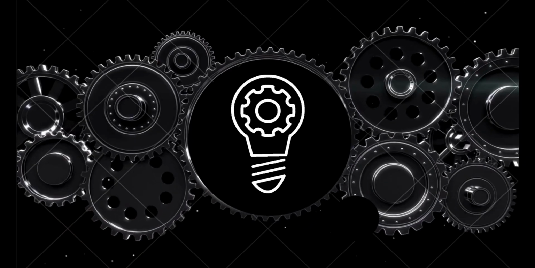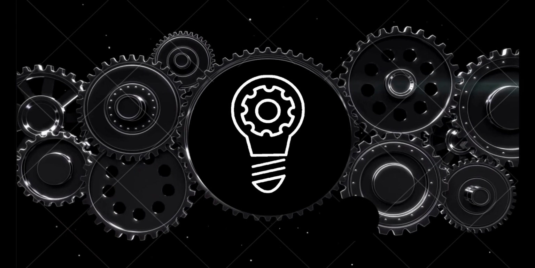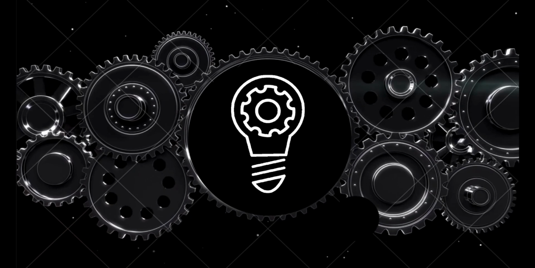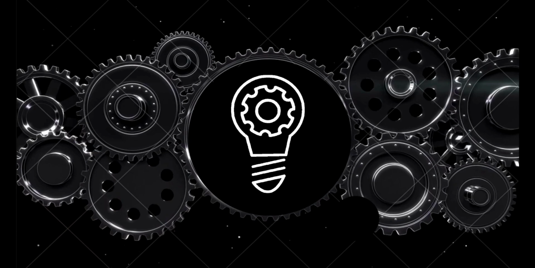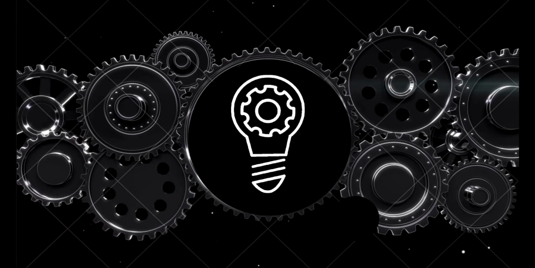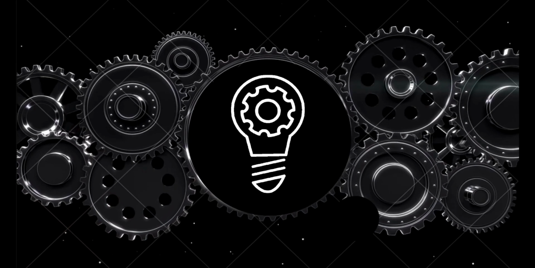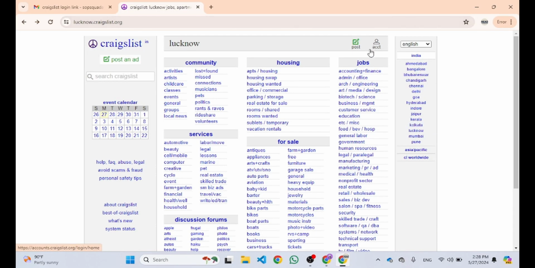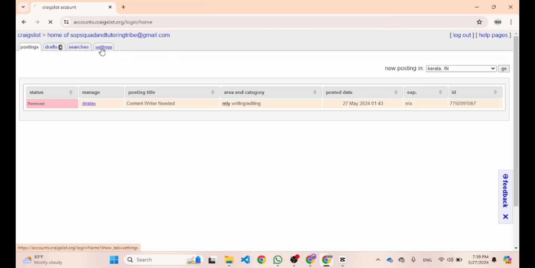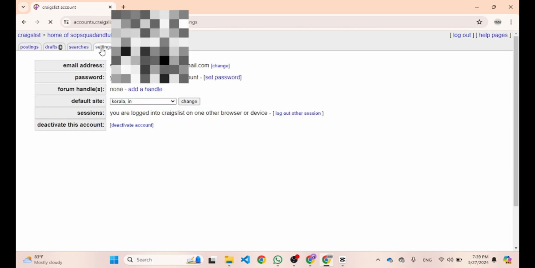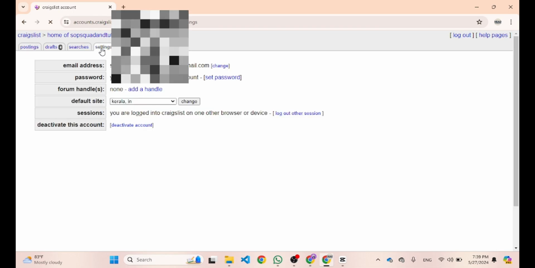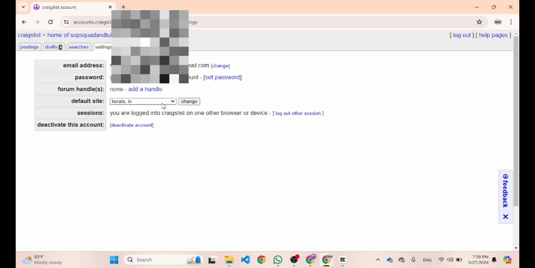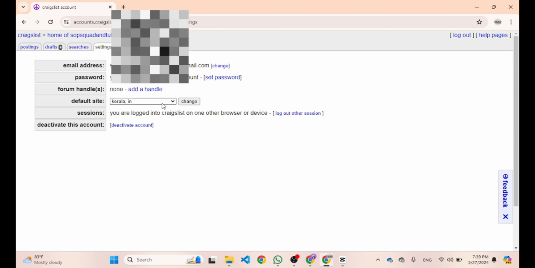If you need to delete your Craigslist account, here's a quick guide. To delete your Craigslist account, first log into your Craigslist account and go to the account section. Click on Setting. There, you will see Deactivate your account. Now click on Deactivate your account.